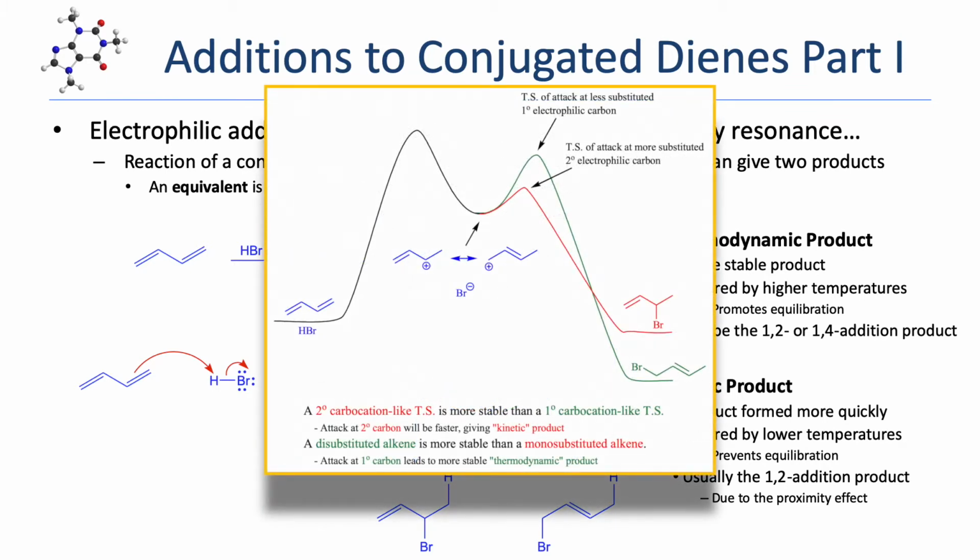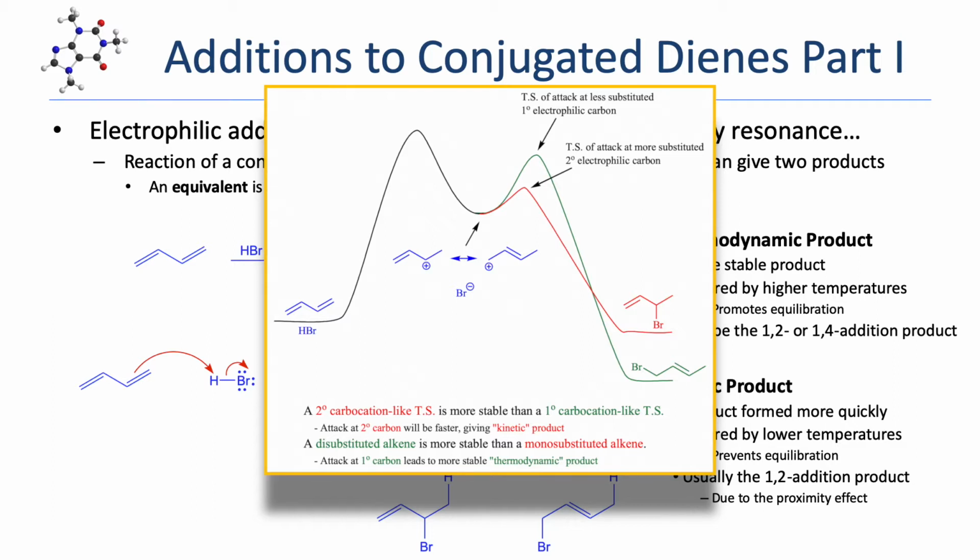A thermodynamic analysis of the reaction shows that the 1,4 addition product, here shown in green, is actually more stable than the 1,2 addition product, shown in red. If we look closely at the two products, we can see that the 1,4 addition product is a di-substituted alkene, and the 1,2 addition product is a mono-substituted alkene. And it turns out that alkenes are more stable when they're more highly substituted. And so the more highly substituted 1,4 addition product is the more stable product. And that means that at equilibrium, the 1,4 addition product in this case is going to be the major product.